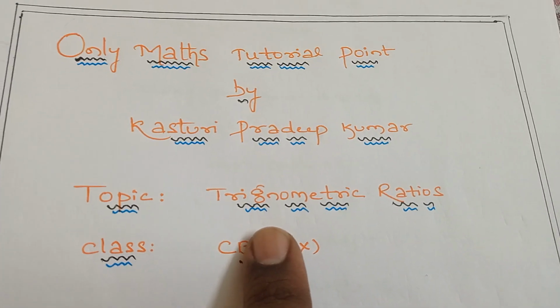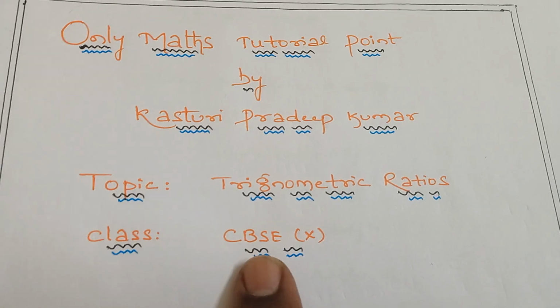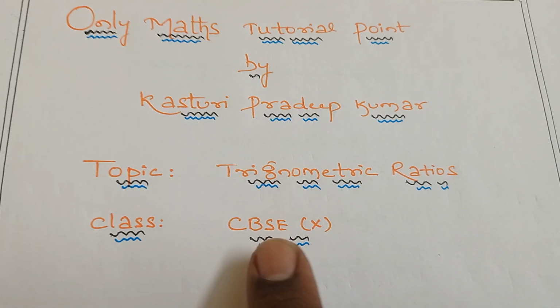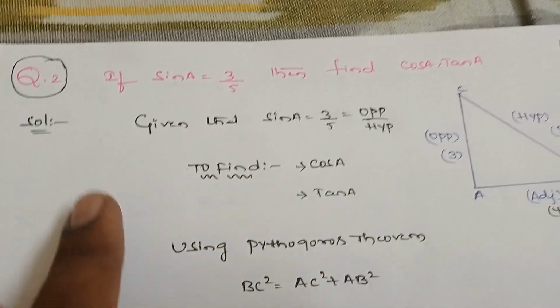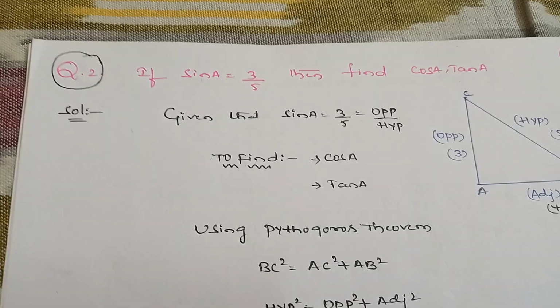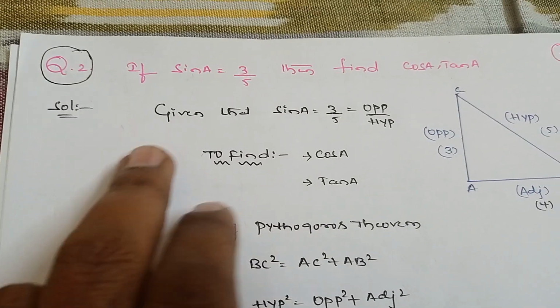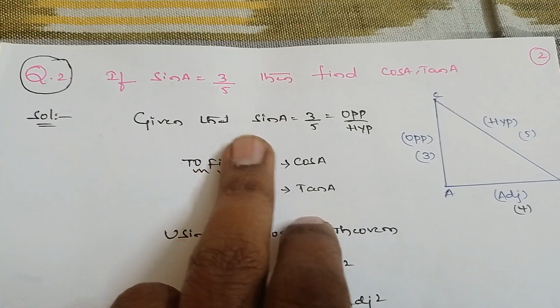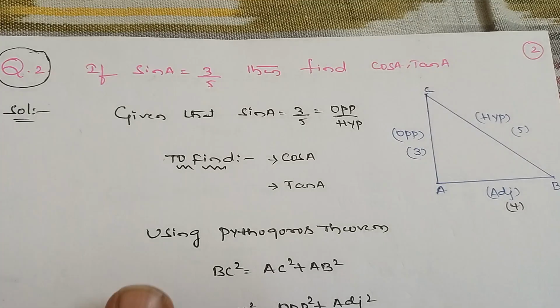Today we are going to continue with the topic trigonometric ratios of class 10th CBSE pattern. So here we are going to deal with the second question, guys. If sin A equals 3 by 5, then find cos A, tan A.